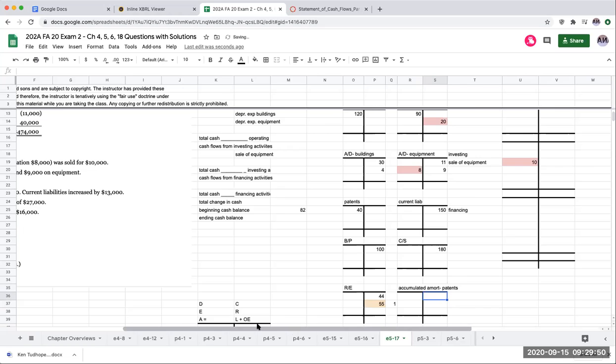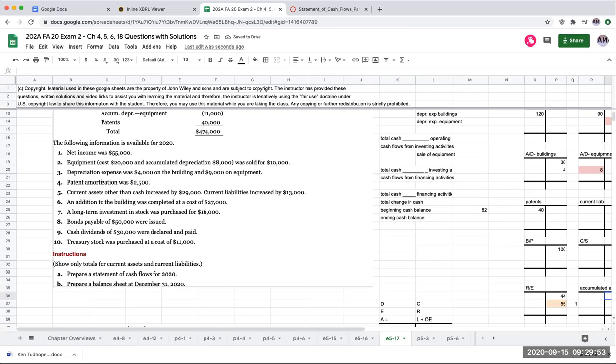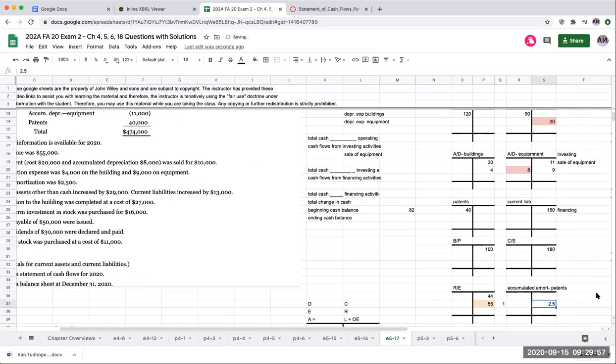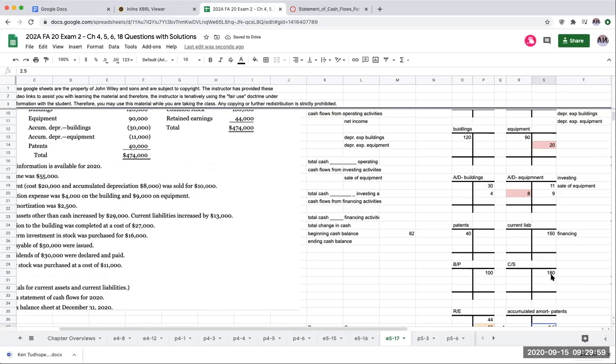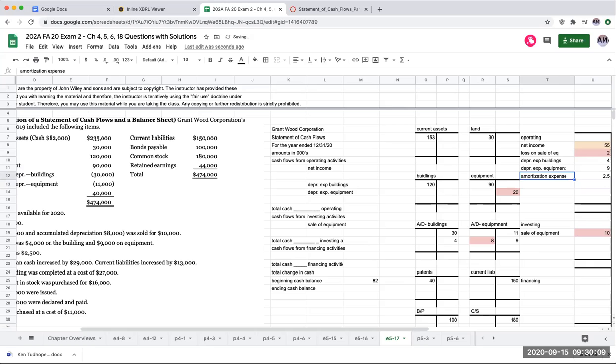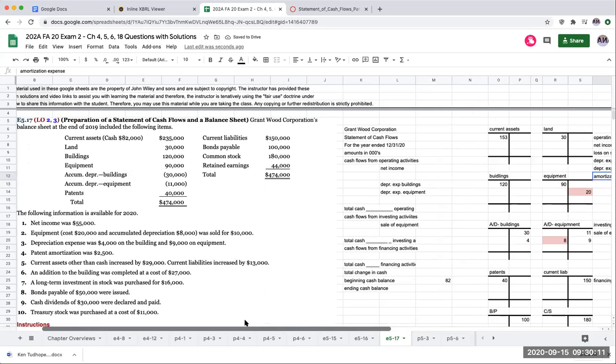So when I go through and do this over here, it was 2,500. So if my accumulated amortization was 2,500, my debit would be to amortization expense, which is again a non-cash charge, over here for 2,500. Okay.